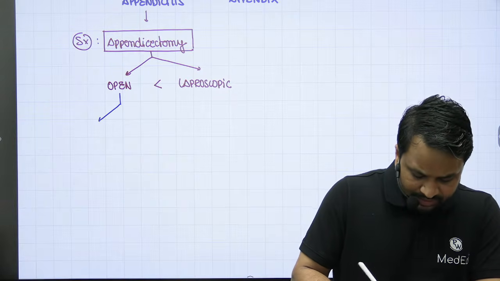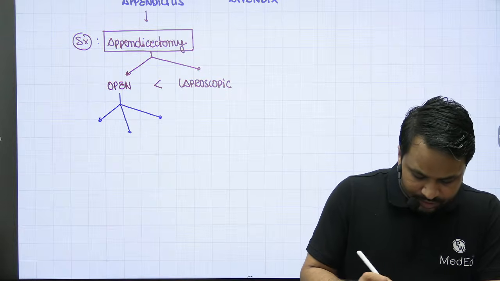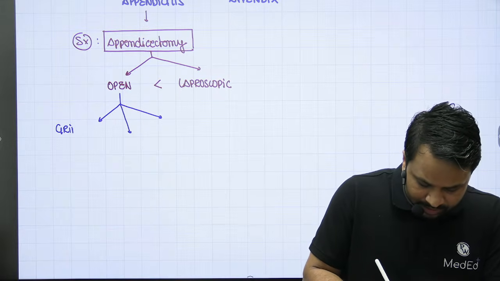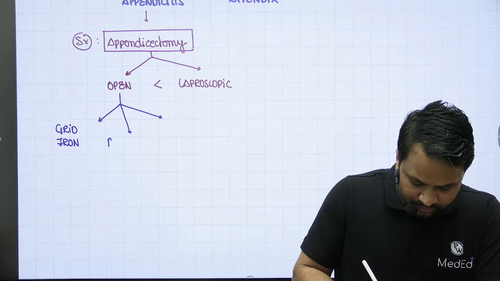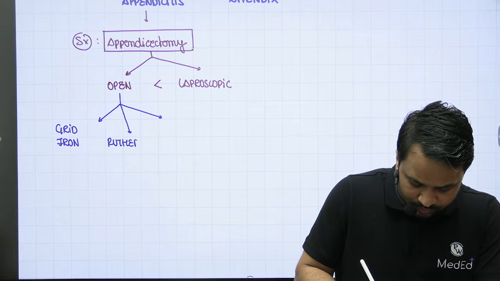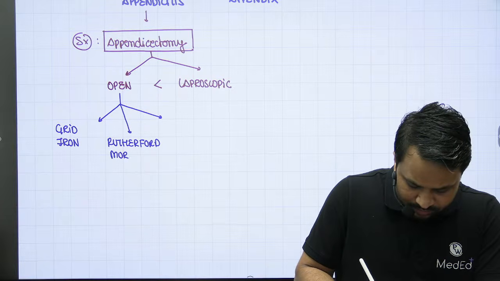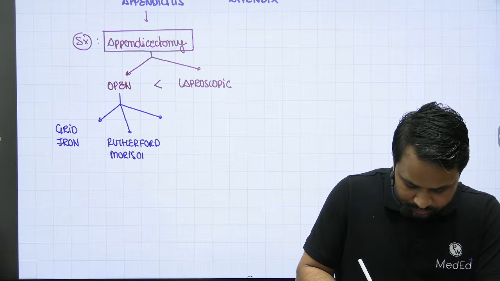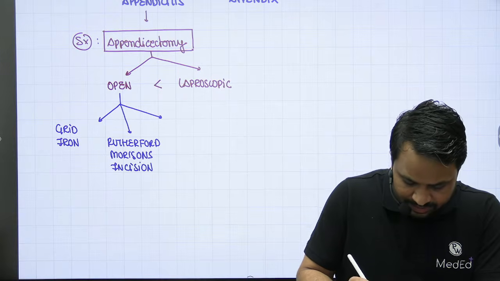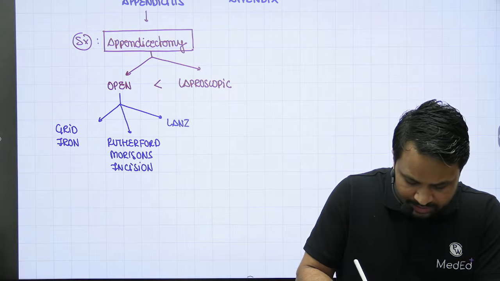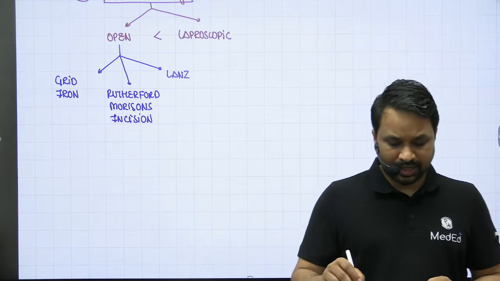So we have three standard incisions. Number one is the grid iron incision. Then you have the Rutherford-Morrison's incision. And the cosmetically acceptable one is the Lanz incision. So three incisions: grid iron, Rutherford-Morrison, as well as Lanz incision.